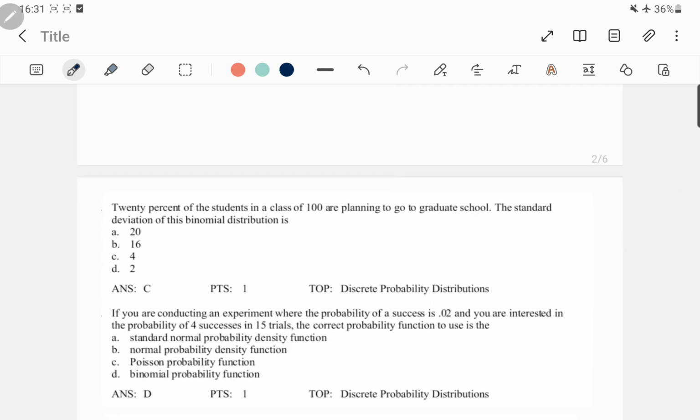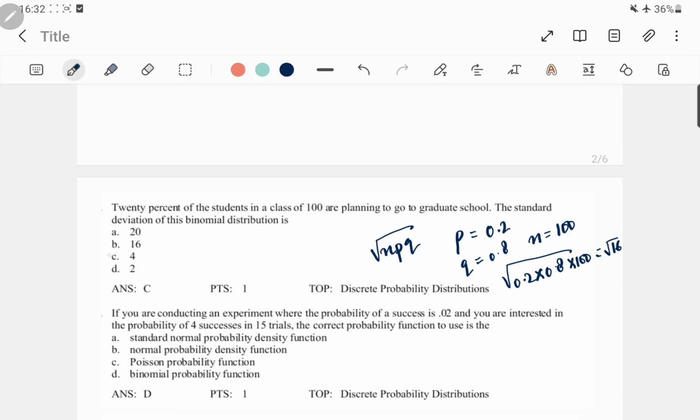20% of students in a class of 100 are planning to go to graduate school. The standard deviation of the binomial distribution is, so we know that the formula of standard deviation of binomial distribution is under root of NPQ. Our P value is 20%, which is 0.2. Our Q value is 0.8 and our N value is 100. So if we substitute the values, we have under root of 0.2 into 0.8 into 100, which is under root of 16, that is 4.